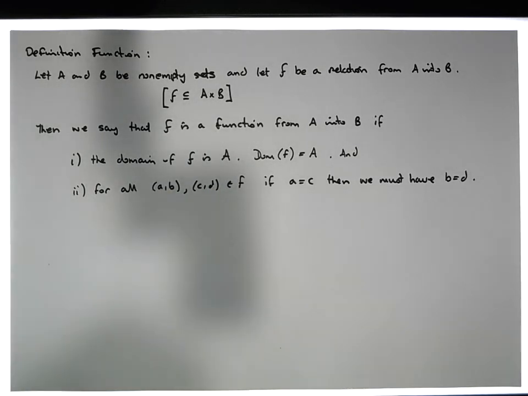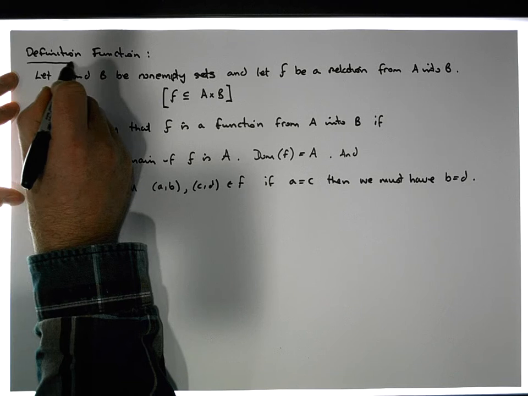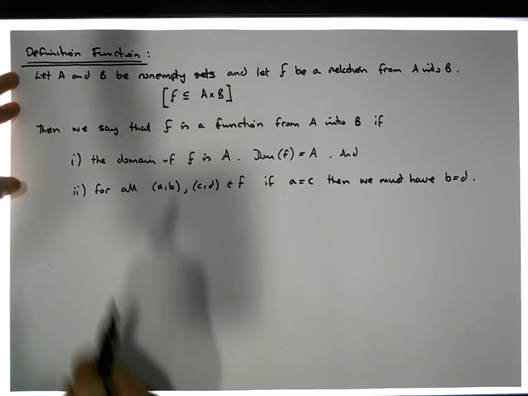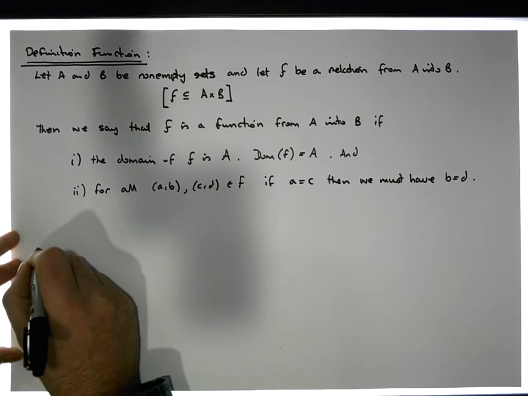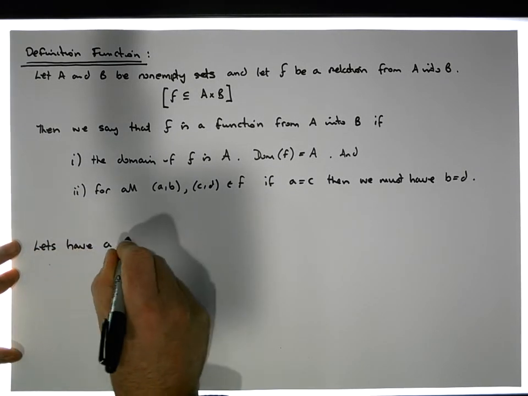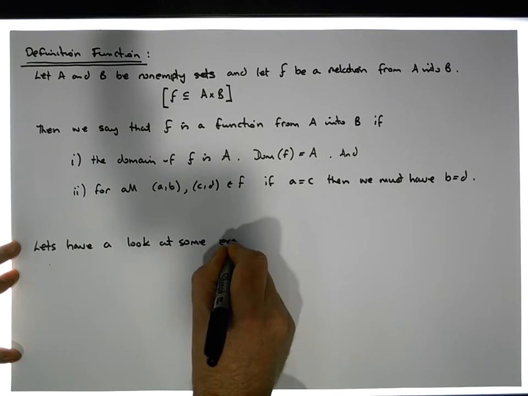Now from a graph perspective, that's putting a particular type of restriction on our sets. So this is our abstract definition of what a function is. Okay, so let's have a look at some examples.